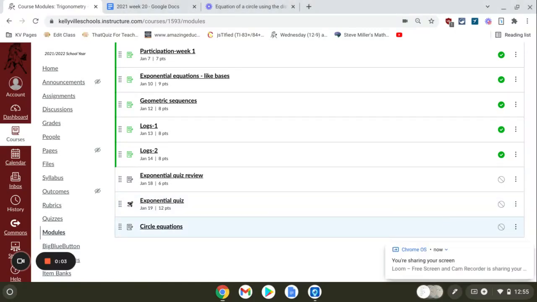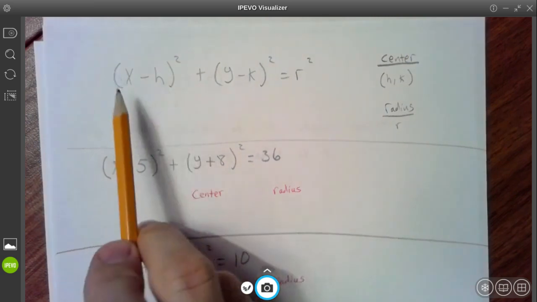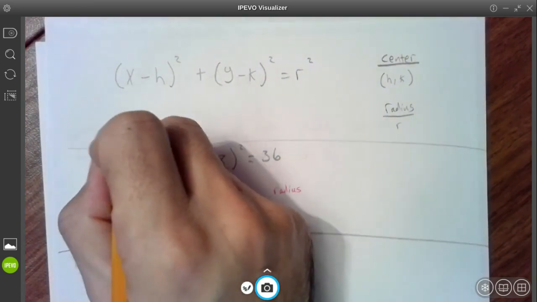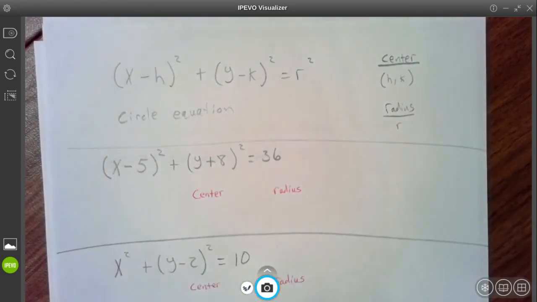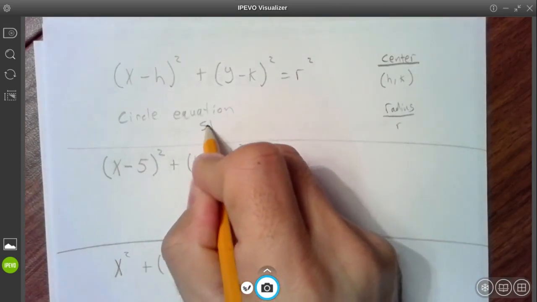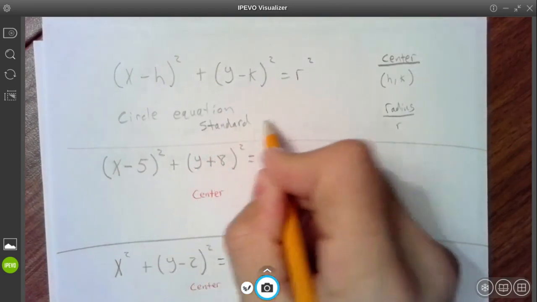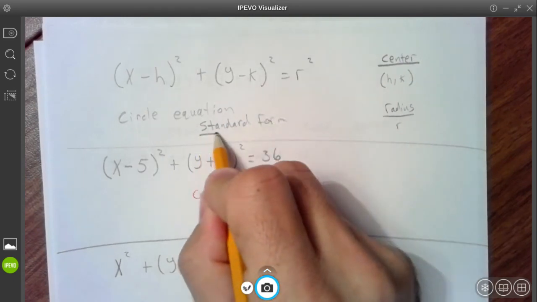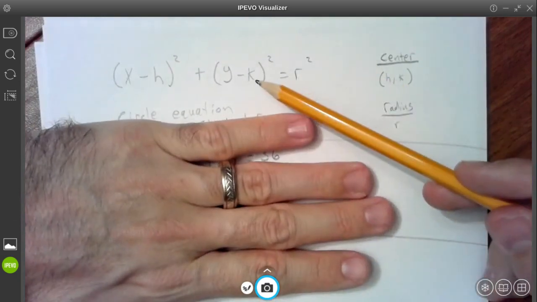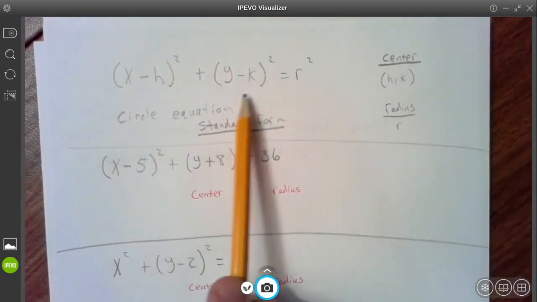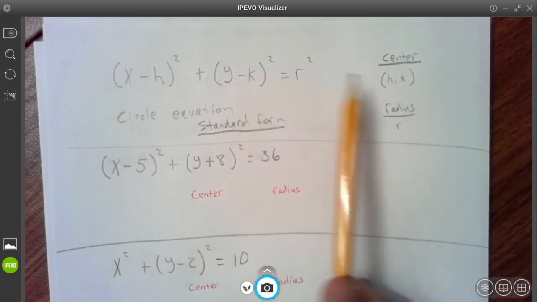All right, so hopefully you saw in that last video that this formula right here is the circle equation formula. In particular, this one is the equation of a circle in standard form. There's another one called general form that we'll talk about later. This is the equation of a circle in standard form. So one thing you'll want to be able to do is identify the center and the radius based on the equation right here. The h and the k represent your center, and then the r represents your radius.